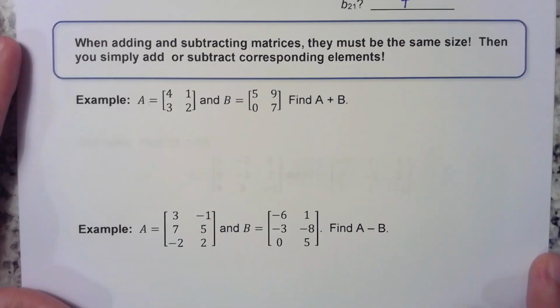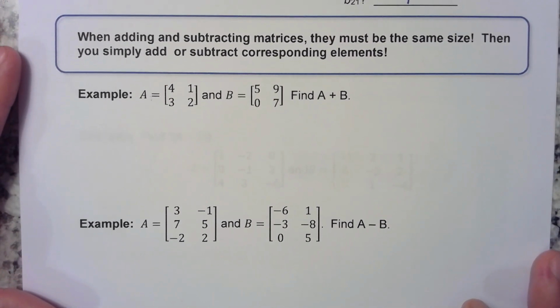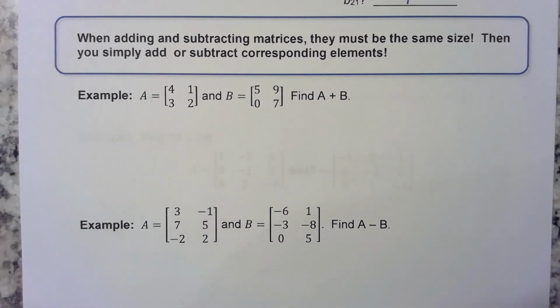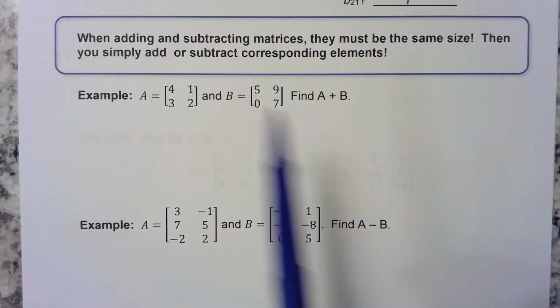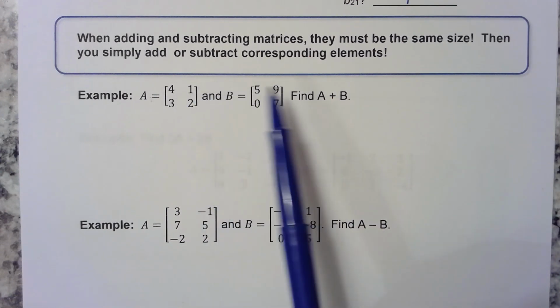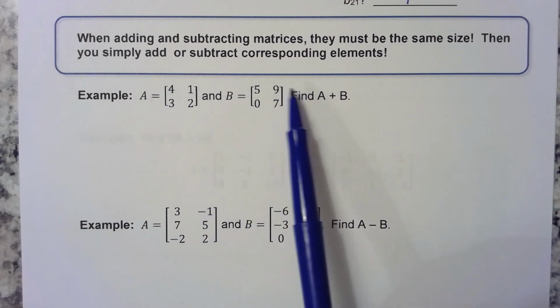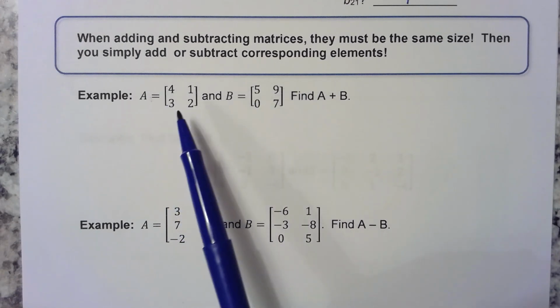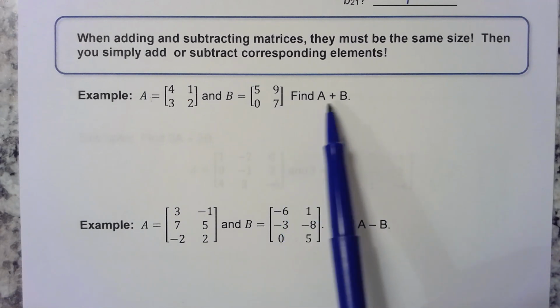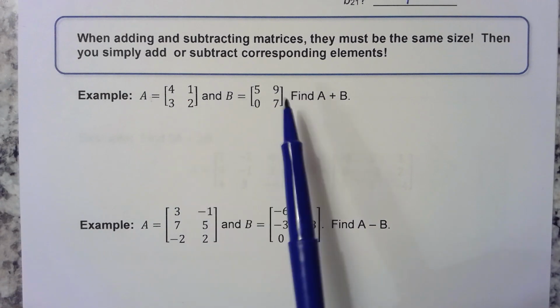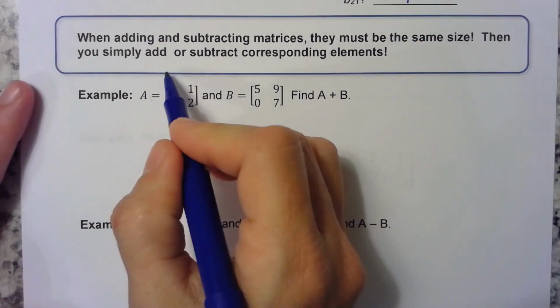So when you're adding matrices, first of all, they have to be the same size. And whenever you do add or subtract them, you literally add corresponding elements. So 4 plus 5, 1 plus 9, 3 plus 0, 2 plus 7, if you're looking for A plus B. So notice this is a 2 by 2, and this is a 2 by 2. Which means we are allowed to add them.